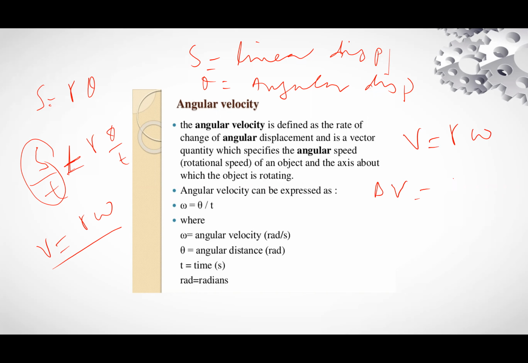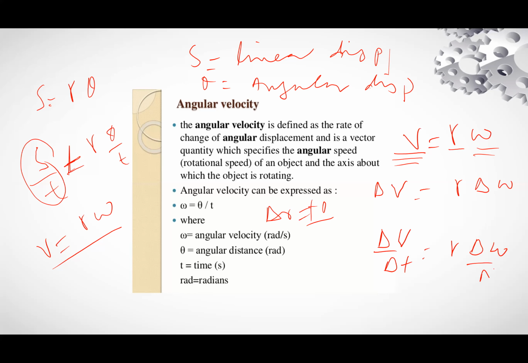So write V is equal to R omega, and take the change, del. We will write R del omega, which means change in velocity. The radius of a circle cannot be changed, so you cannot write del R because the radius of a circle does not change. So if linear velocity changes, angular velocity will also change. So del V divided by del T is equal to R del omega divided by del T, dividing both sides by del T. Here, linear acceleration is equal to R alpha, angular acceleration. This is angular acceleration, this is linear velocity.